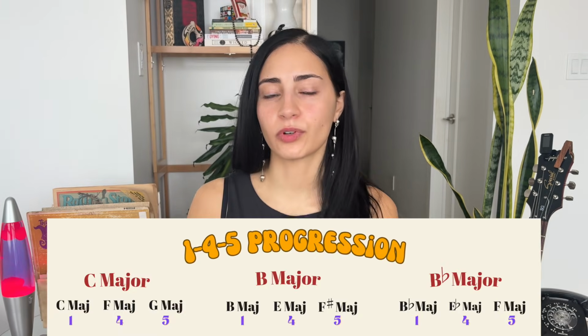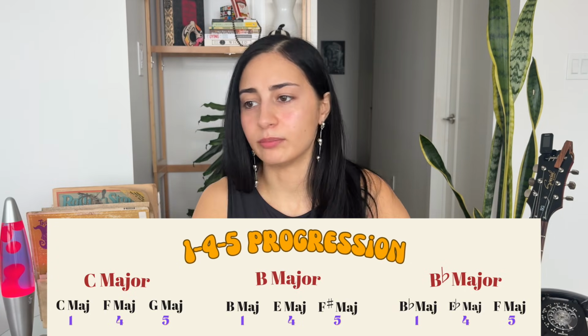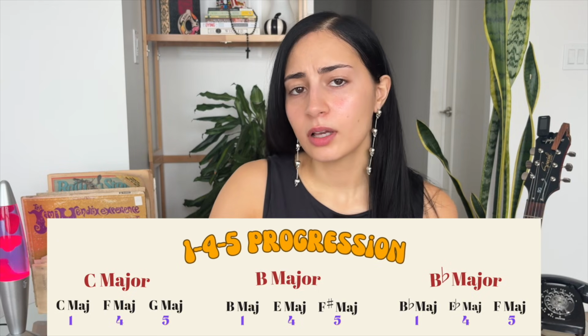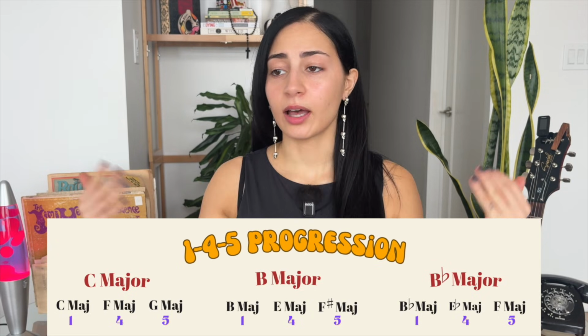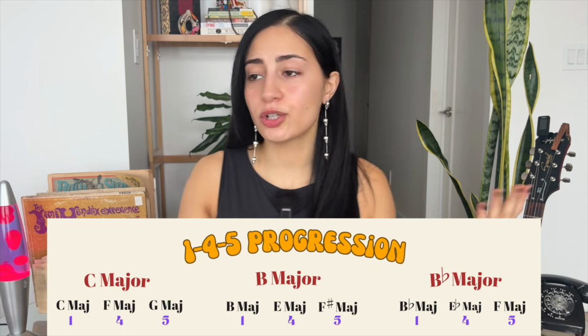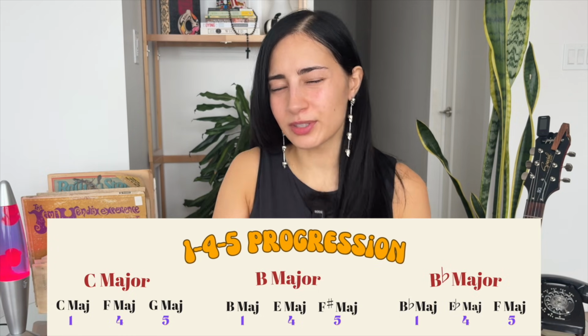I could say let's play a 1, 4, 5 in C major, a 1, 4, 5 in B major, a 1, 4, 5 in B flat major. By doing this, I don't have to say a single chord. I don't have to say, let's play a C major, F major, G major. I don't have to say, let's play B major, E major, F major. I just have to say 1, 4, 5. And then just mention the key that you're in. So you see how that just makes it easier?